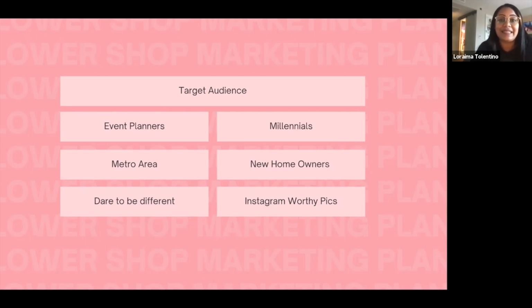Then another quality that we're looking at is that they dare to be different. And it's because we have exotic flowers. So having people that don't just want to buy roses is good for their business. And lastly, we're looking for an audience that takes Instagram worthy pics. Why? Because this flower shop is very Instagram specific. So if you get clients that create good content, that is good business for you.